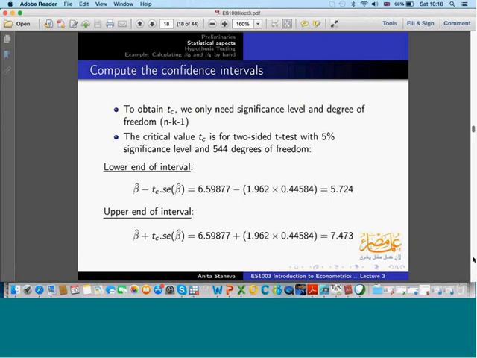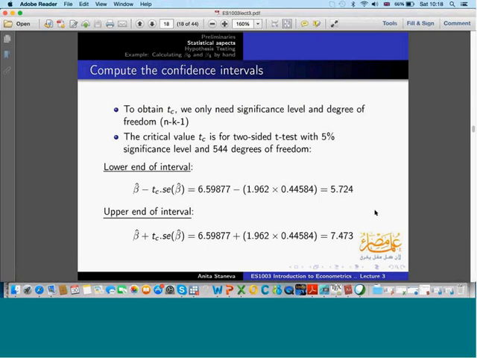To obtain the t critical value, we only need the significance level and the degrees of freedom. What is the degrees of freedom? This is terminology I haven't introduced. It is the number of values in the final calculation that are free to vary.